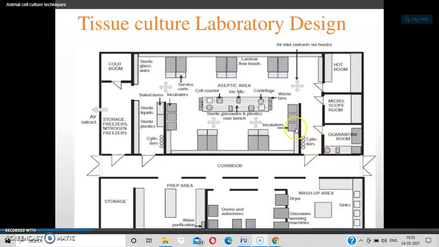Then here cylinders, then here incubator, then sterilized glassware and plasticware, all you keep on your workbench. Then come to storage, then preparation area, then the corridor, then the water purification counter is here, then ovens, autoclaves and all sterilizing items you keep over here. Then this is the washing area. Here there are so many sinks. Here there is a dryer and glassware washing machines. This is the basic design of the tissue culture laboratory.